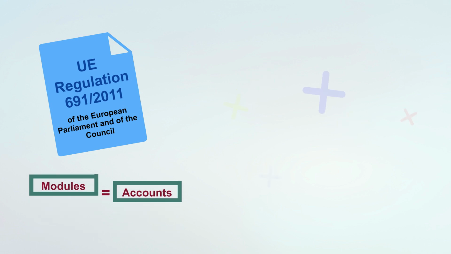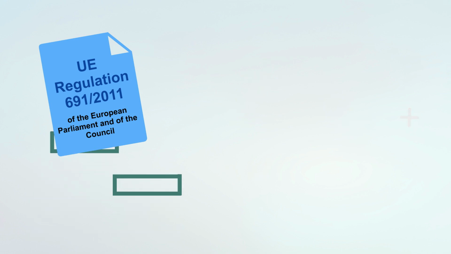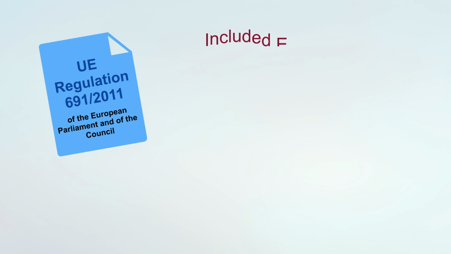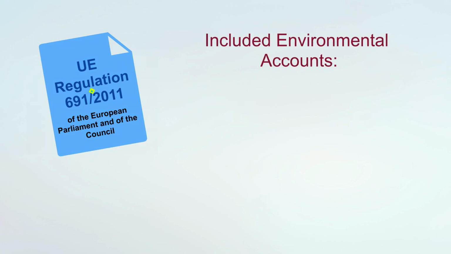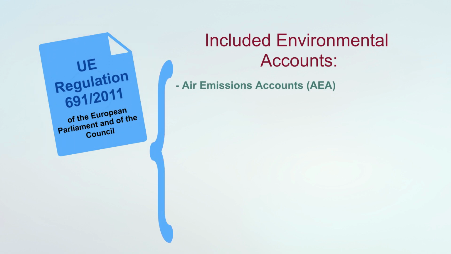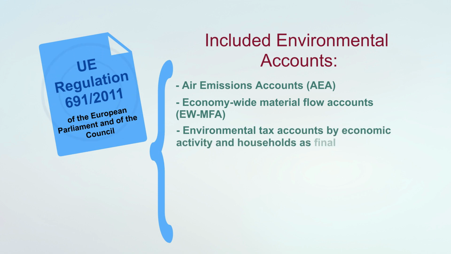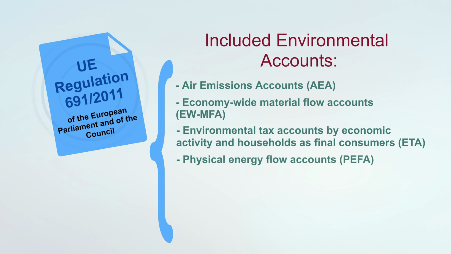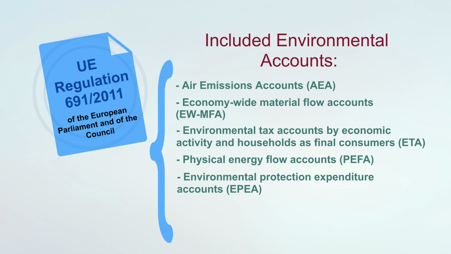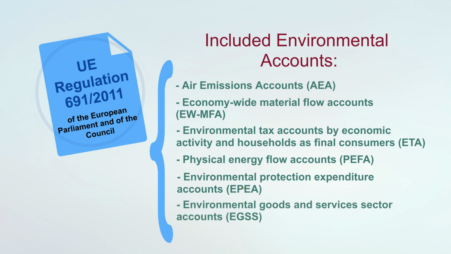The European regulation is structured in modules, accounts, that have been progressively incorporated. To summarize, the environmental accounts or modules included in the regulation are as follows: air emissions accounts, economy-wide material flow accounts, environmental tax accounts by economic activity and households as final consumers, physical energy flow accounts, environmental protection expenditure accounts, environmental goods and services sector accounts.